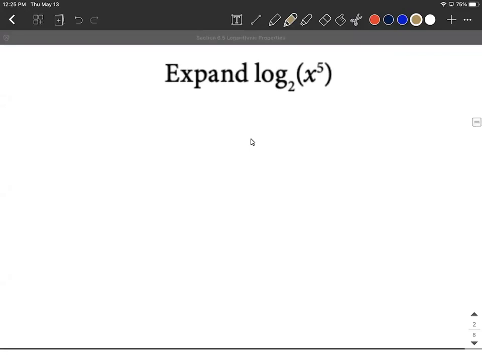So as we're asked to expand this, you notice that the exponent is attached to everything on the inside here. So what I'm going to do is bring that 5 down in front and make it a multiple. So 5 multiplied by log base 2 of x.